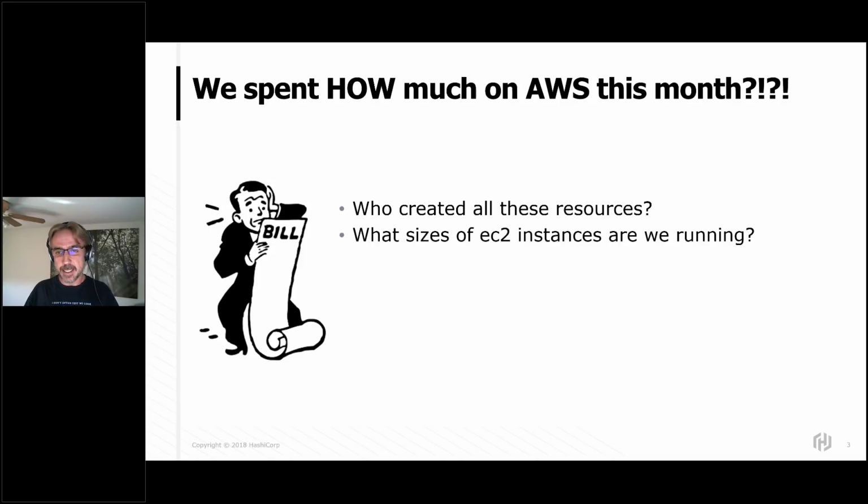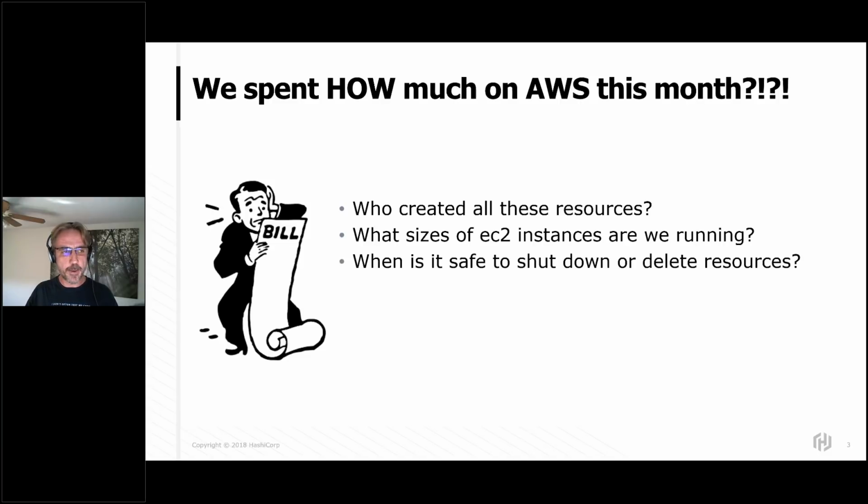What sizes of instances are we running? Amazon prices their EC2 compute instances by size, which corresponds to the amount of CPU, disk, and memory that you'll get. One thing you may not be aware of is that each instance size is roughly double the compute capacity and cost of the size below it. So a micro instance costs twice as much as a nano, and a small costs 4 times as much as a nano, and so on.